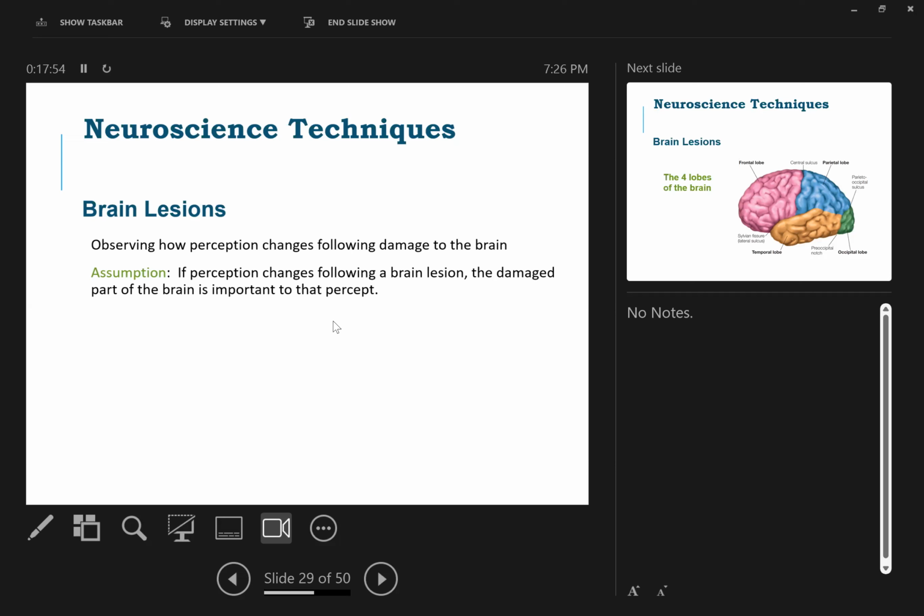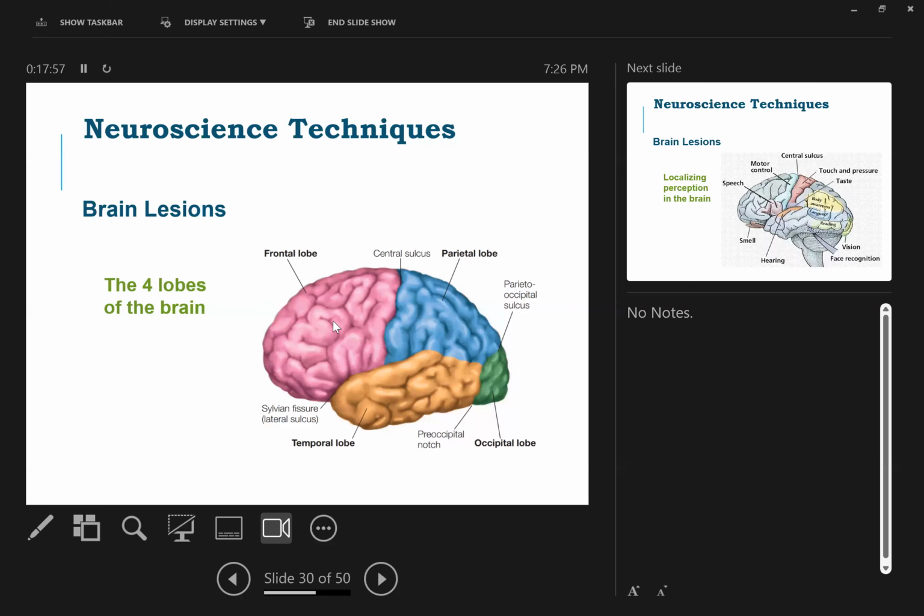That's the major assumption. As I said, this course is not really going to get too far into anatomy or anything like that. Ellen walked you through these things, but I'm just going to give you some very basics as we talk about this topic of lesion studies. So the brain has four major lobes, right? We have the frontal lobe, parietal lobe, and occipital, which is in the back of the brain.